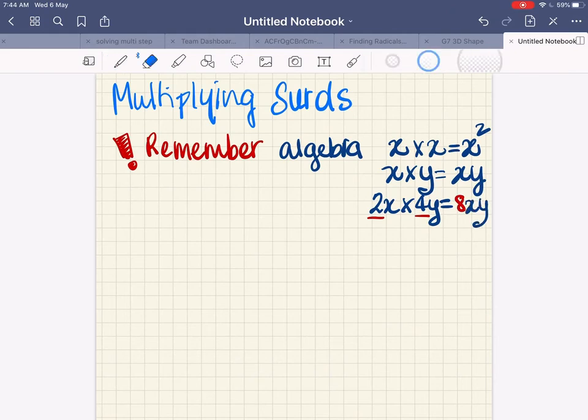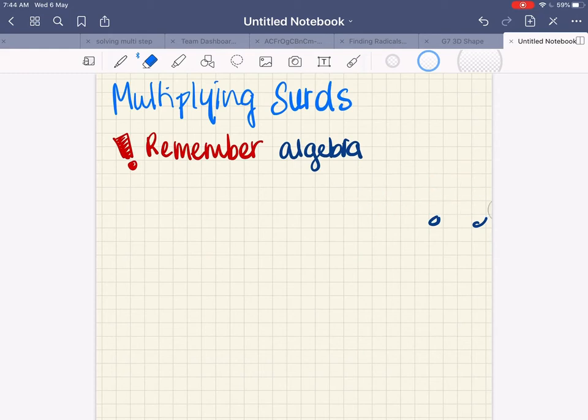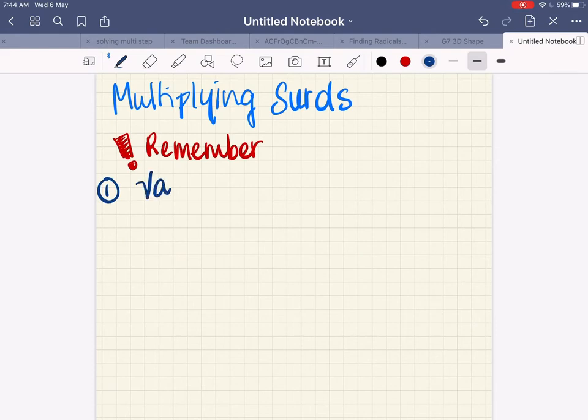Now, surds are no different. Let's look at those rules. So the first rule is that root a times root b is root ab. And you know that because you've been using this rule to simplify. Okay.